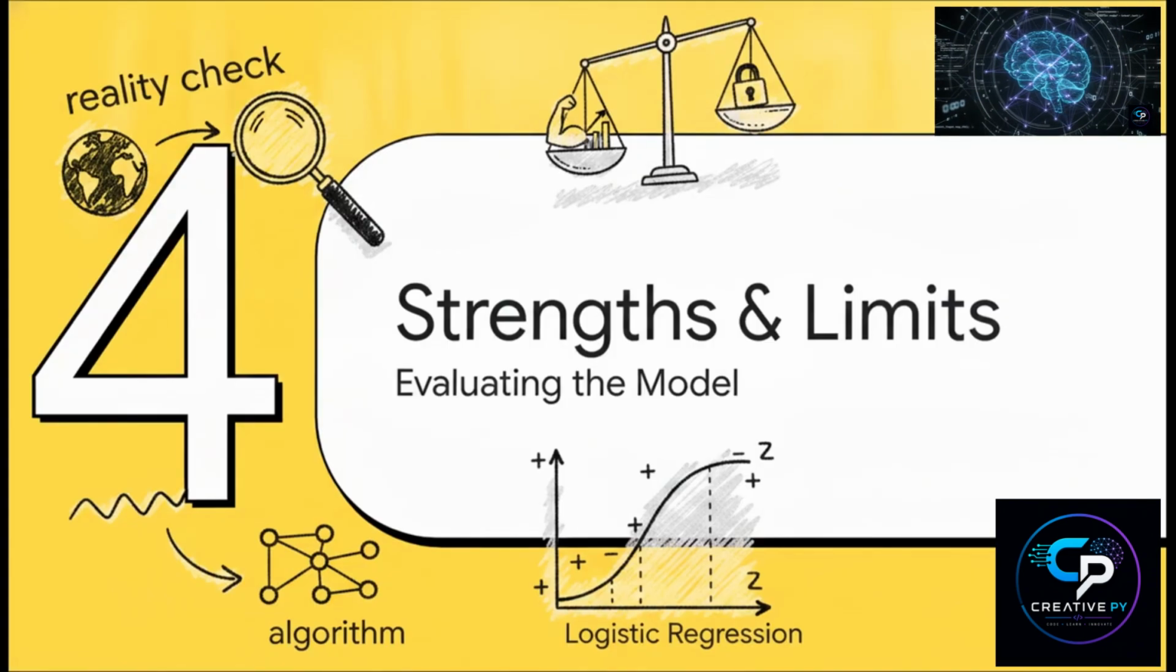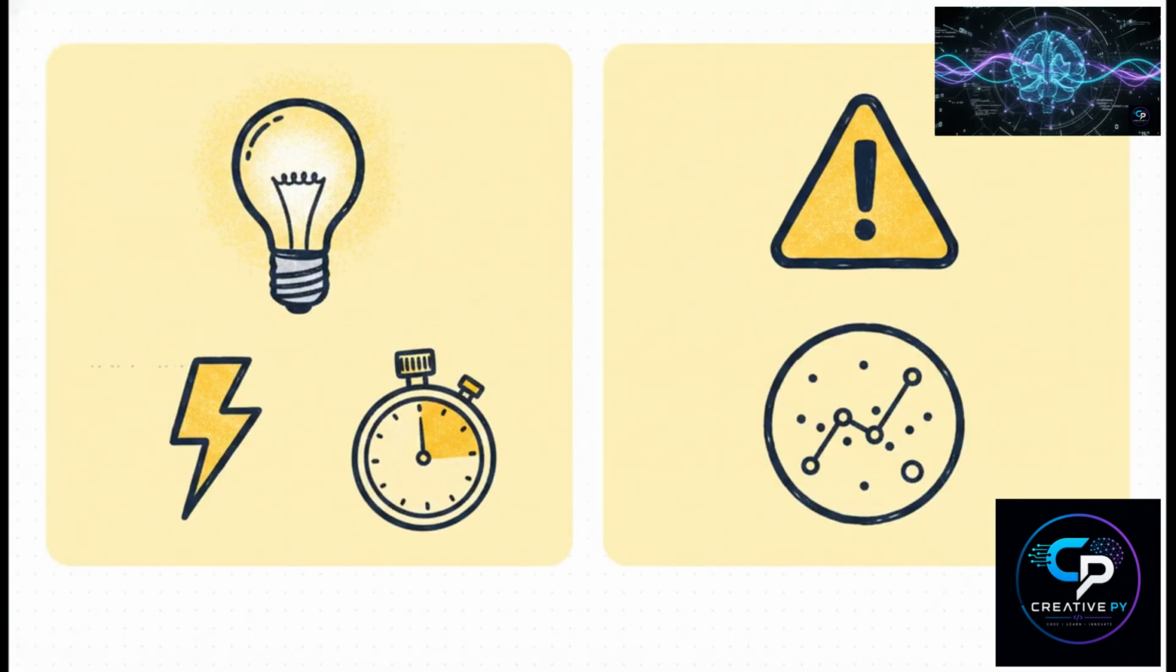Let's transition to Section 4, Strengths, Limitations, and Evaluation. Time for a quick reality check. On the advantages side, developers absolutely love this algorithm because it's so efficient. It requires pretty low computational power, trains incredibly fast, even on massive data sets, and is remarkably simple to interpret. Plus, instead of just bluntly guessing a category, it gives you that highly useful probability confidence score.